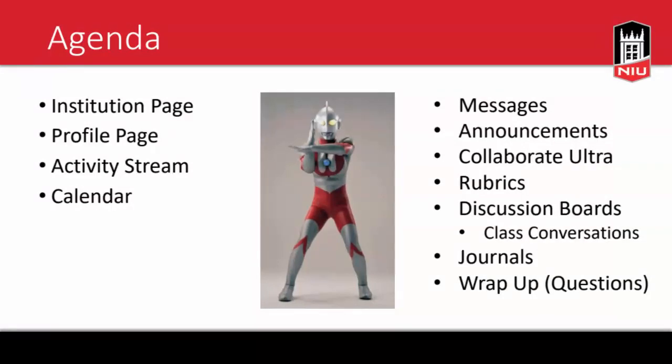A good example of that would be the institution page. When you first land on Blackboard, you hit the institution page, which has those general university-level announcements, and we'll get more into that later. But we also have more active tools like actual email messaging, announcements, and things like that.